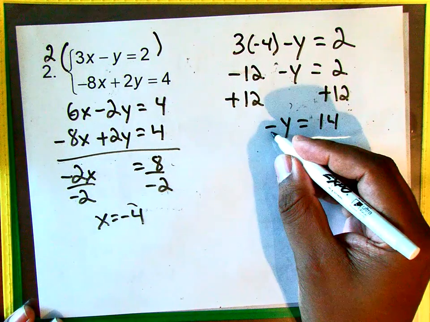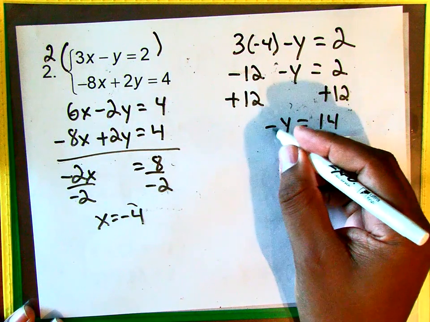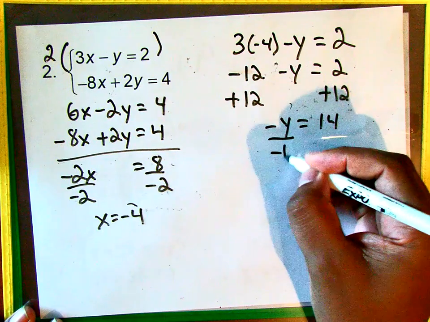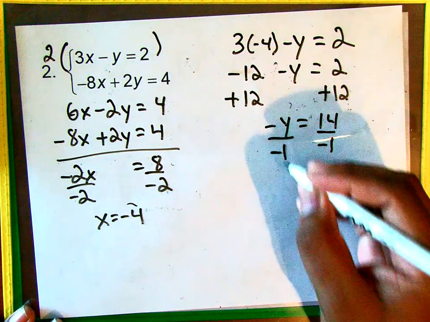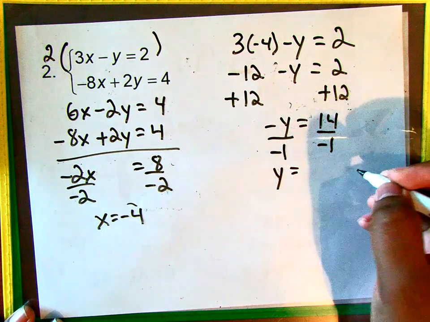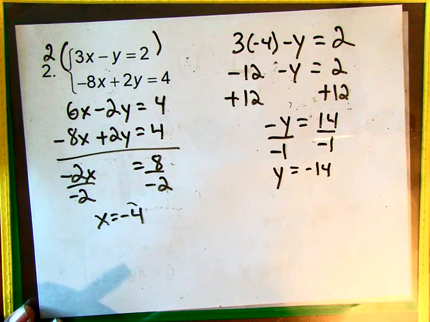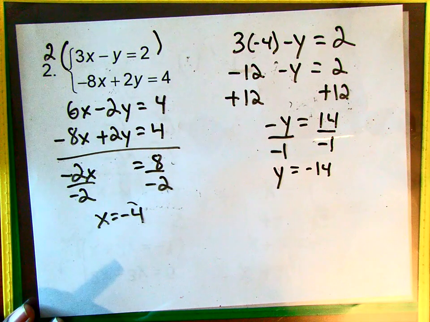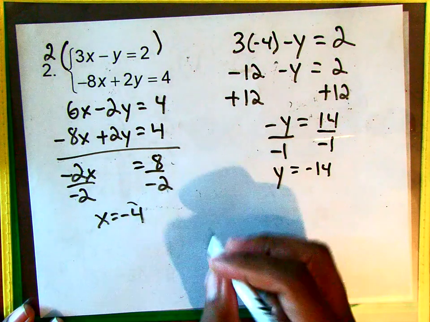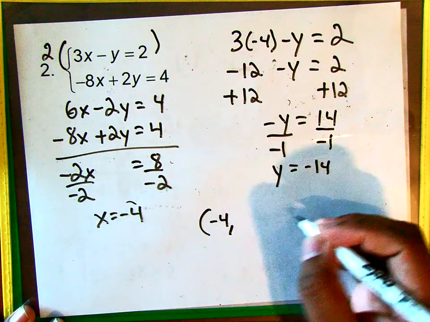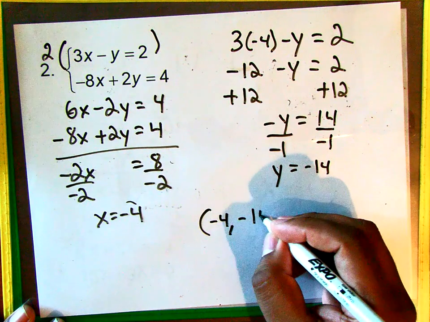And don't forget, when you have that negative in front of your variable, that's a -1 that you have to divide by. That way you end up with just y. So y equals -14. So this particular solution is going to be -4, -14.